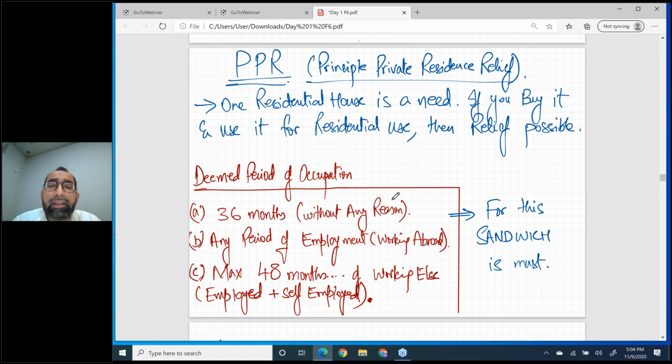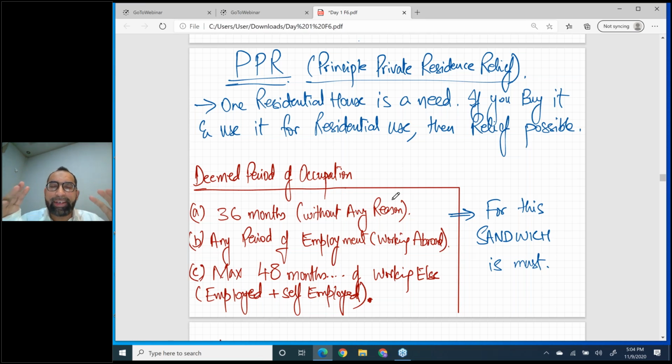For point B, there is no time limit. For point C, maximum relief available is 48 months. After that, there will be no relief. For point B, you have to go for a job, employment. For point C, you can go for a job as well as for your business, right? Okay, so don't forget.